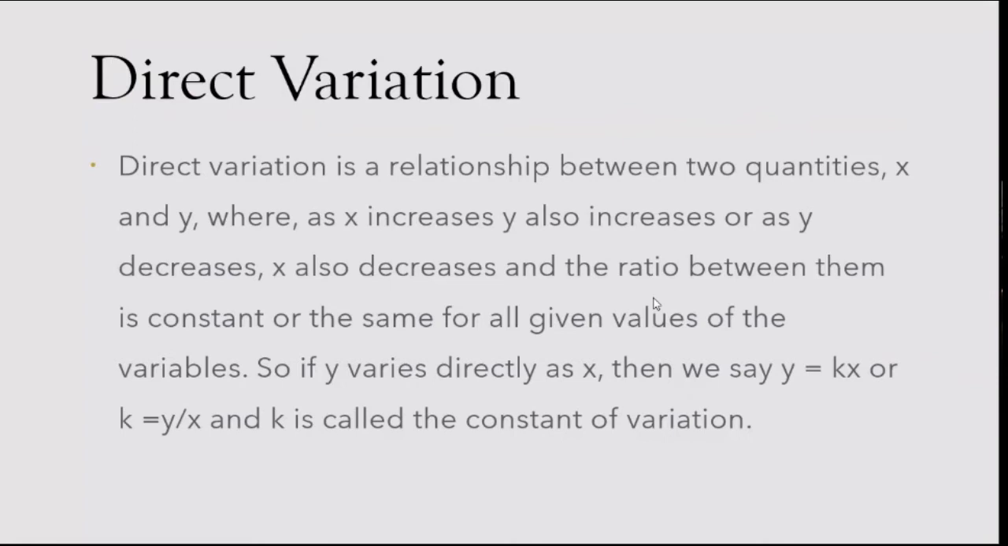If y varies directly as x, then we say that y is equal to kx, and k is called the constant of variation. As we go along with the lesson, we will be focusing on the models or the representations of the relationship between two variables, or direct variation, with an equation. The ratio between them is a constant. When we divide the two variables, we will be having our constant of variation. Yun yung k sa ating equation.